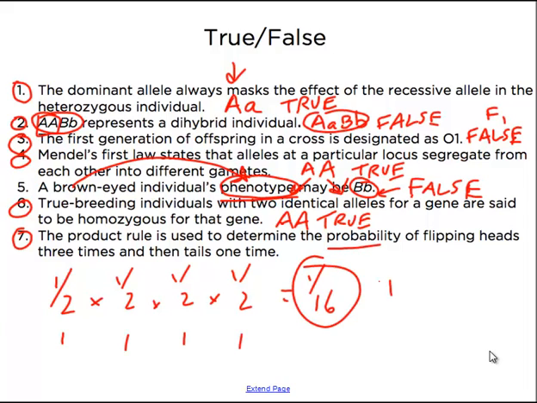But yes, you do use the product rule. So that is true. And while they may talk about flipping coins, this also holds true for example, if you said, what's the probability that a couple has three boys and then a girl? That would be the same exact thing.